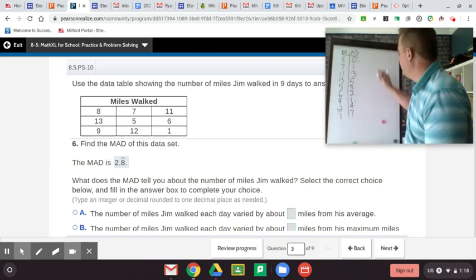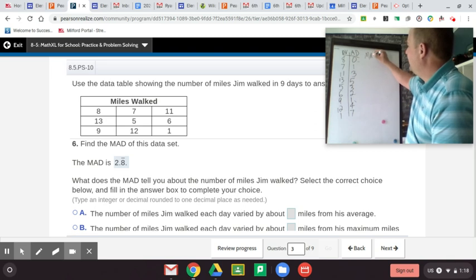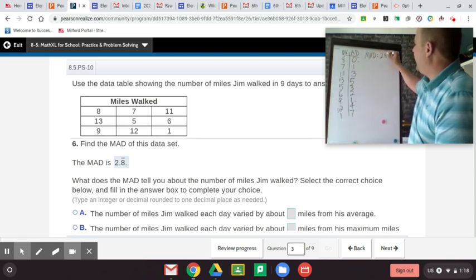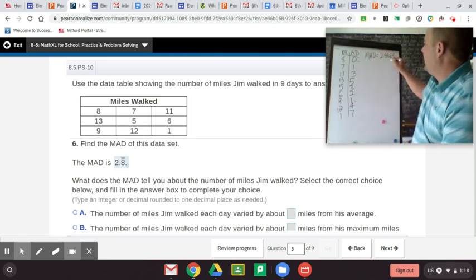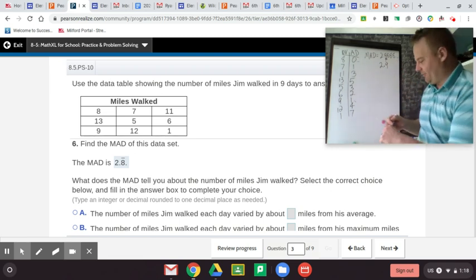So the MAD is 2.8888 repeating, and then we're rounding to this place. So this 8 tells that 8 to go to a 9. So 2.9 is what it is rounded.